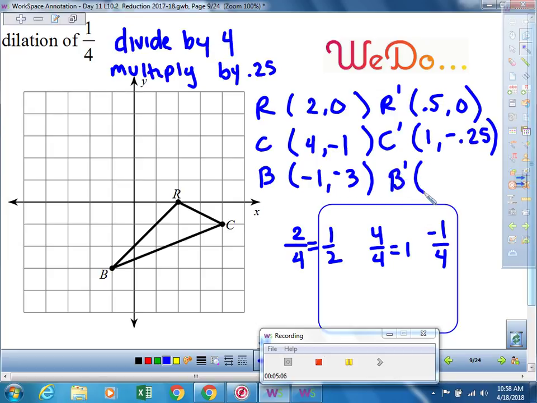And then B prime, we already did the 1. That was 0.25 negative. And then negative 3 divided by 4, negative 3/4 is also negative 0.75. You can leave them 3/4 and 1/4. It really doesn't matter. All right, let's plot these.